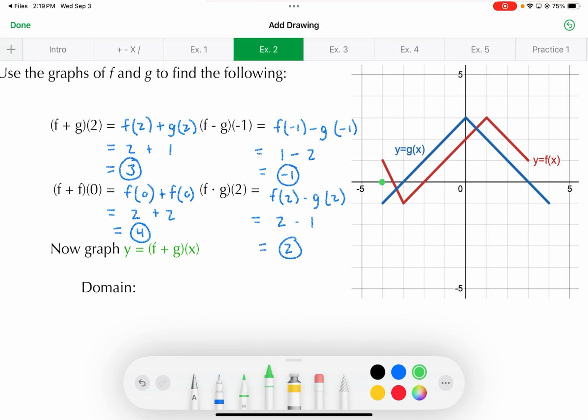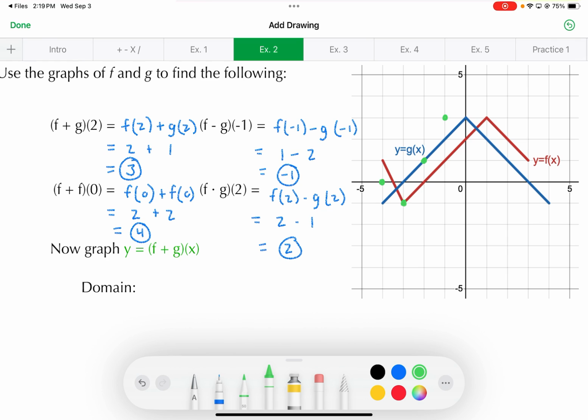When x is -3, f of -3 is -1, and g of -3 is 0. Adding those two together, you get -1. When x is -2, f of -2 is 0. g of -2 is 1. Adding those together, you get 1. At x equals -1, f of -1 is 1. g of -1 is 2. 1 plus 2, 3.